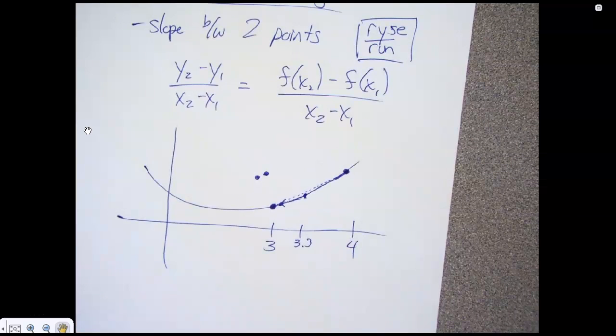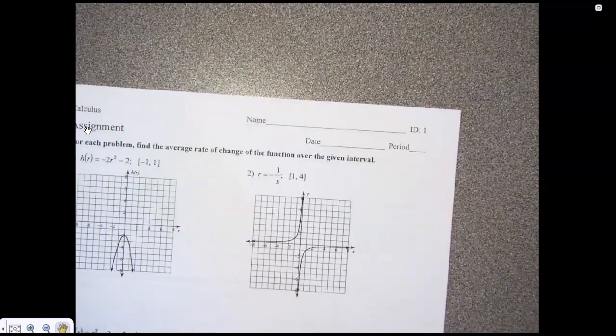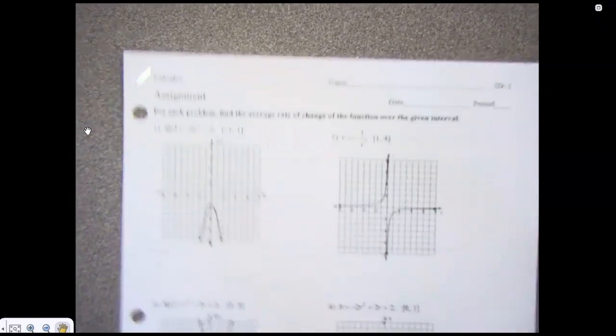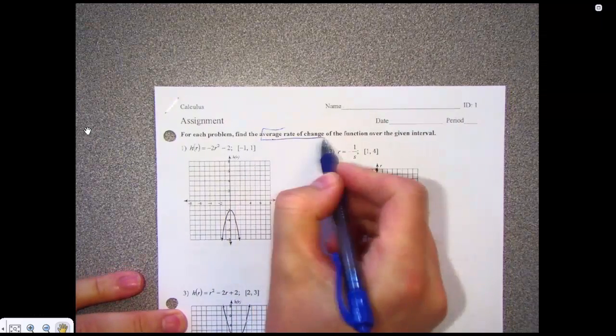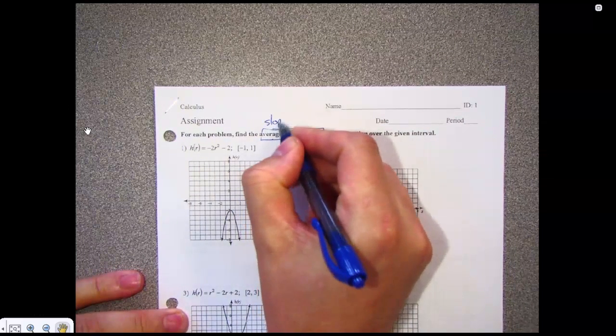So let's just start working in your packet. That's kind of all the notes I had. I can make up questions, but I think it's just easy to use the ones that they already wrote. And so average rate of change is just the slope between 2 points.